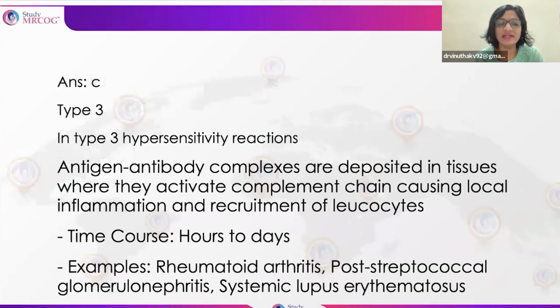I hope you've understood, because I'm trying to explain again and again so that you don't make any mistake in these hypersensitivity reactions. So the answer is type 3. Here the antigen antibody complexes are deposited in tissues where they activate the complement chain, causing local inflammation and recruitment of leukocytes. The time course is hours to days. The best examples are post-streptococcal glomerulonephritis, SLE, and rheumatoid arthritis.